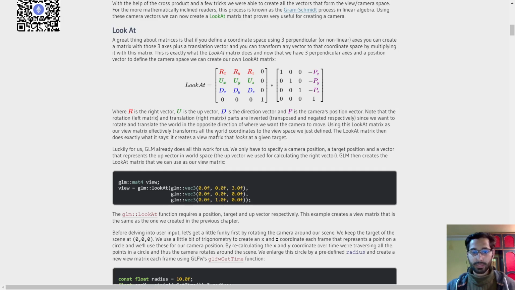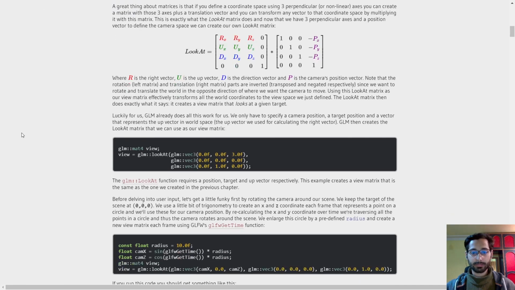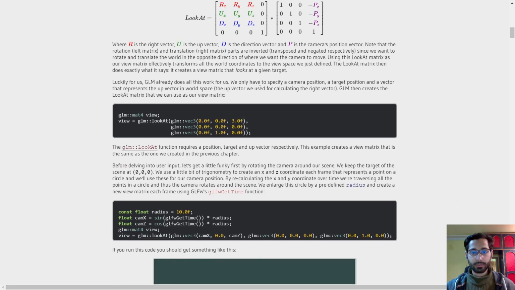Using this look at matrix as our view matrix effectively transforms all the world coordinates to the view space we just defined. The look at matrix then does exactly what it says: it creates a view matrix that looks at a given target. Luckily for us, GLM already does all this work for us. We only have to specify a camera position, a target position, and a vector that represents the up vector in world space, the up vector we use for calculating the right vector. GLM then creates the look at matrix that we can use as our view matrix.